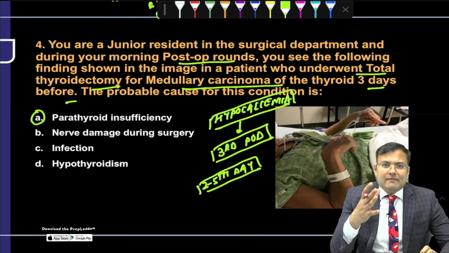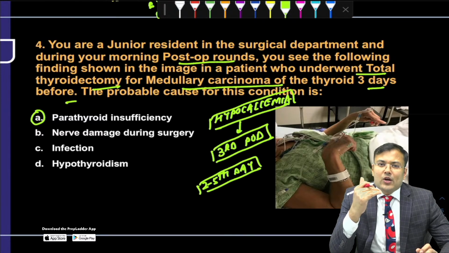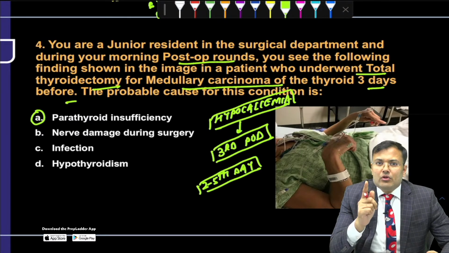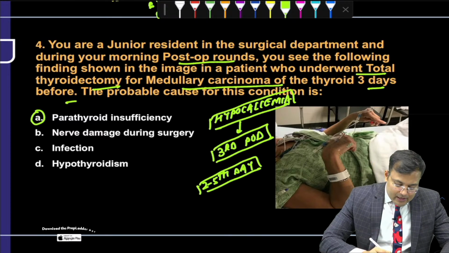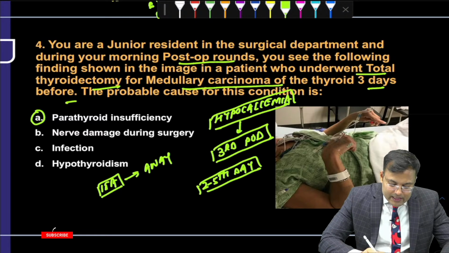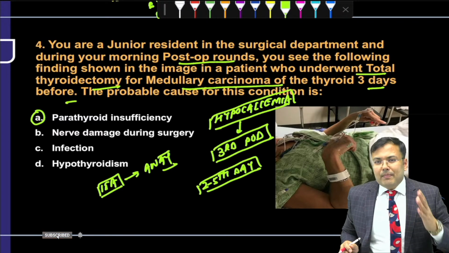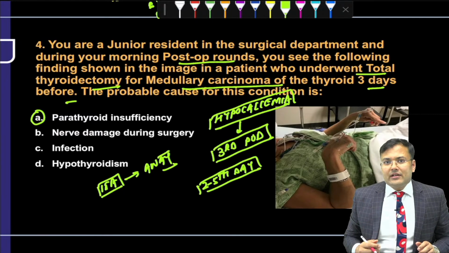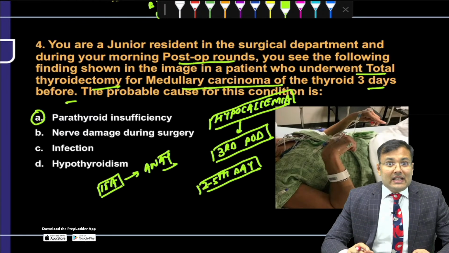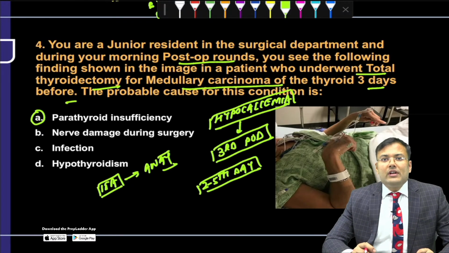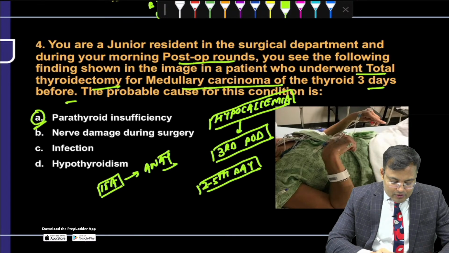And why vascular infarction? Because certain surgeons are going to ligate the inferior thyroid artery away from the thyroid. In that case what will happen? Because the parathyroid artery is a branch of the inferior thyroid artery, and the parathyroid artery is an end artery. If you ligate it away, there will be vascular infarction. So what's the cause? Vascular infarction.